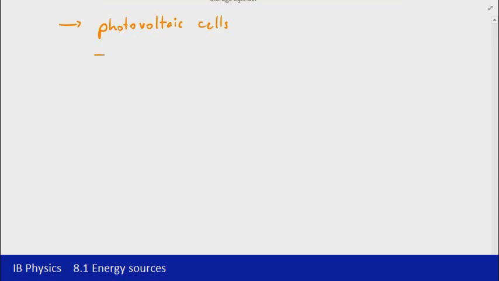Now, this one's a little bit trickier considering that we haven't gone through semiconductors. So some of the explanation here won't really be in enough detail to give you a full understanding of what is actually happening in a photovoltaic cell, but it's enough for the purposes of the IB course.